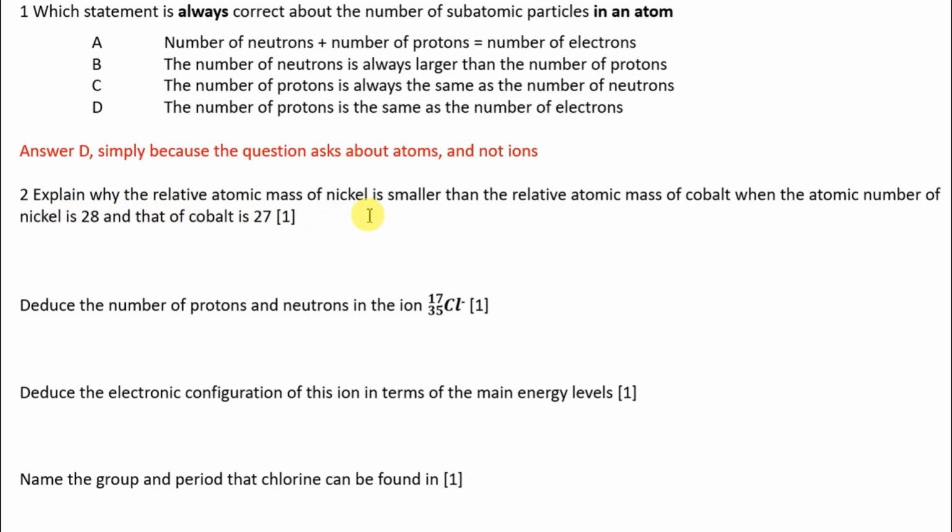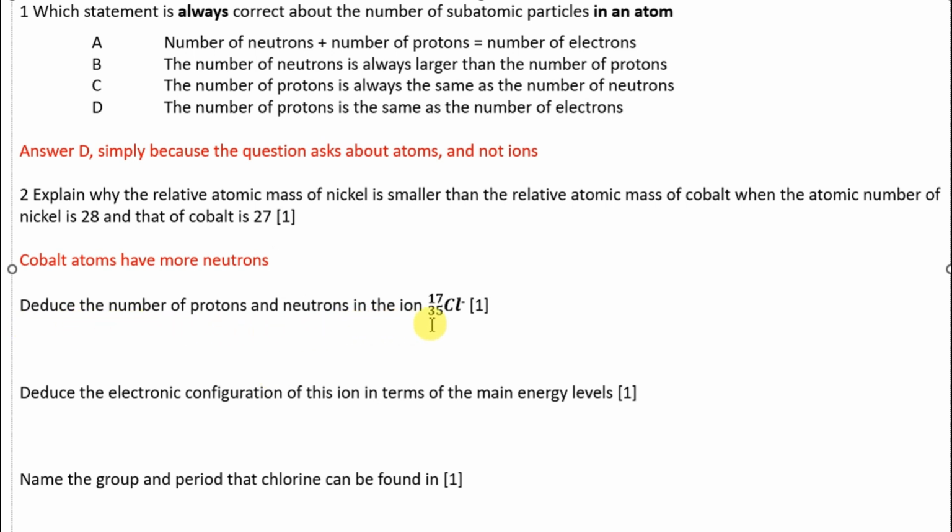Explain why the relative atomic mass of nickel is smaller than the relative atomic mass of cobalt, when the atomic number of nickel is 28 and that of cobalt is 27. Well, if nickel has atomic number 28, I know its atoms have 28 protons. Cobalt atoms have 27. If the relative atomic mass of cobalt is the larger, it's simply because cobalt atoms have more neutrons.